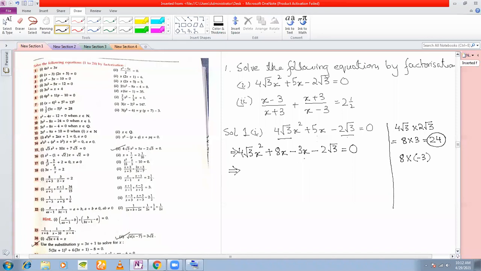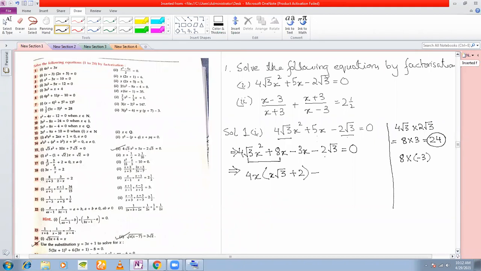Now see here, we need to take something common from these two. From these two, what should be the HCF of 4 root 3 and 8? You see that the common factor between 4 root 3 and 8 is 4. Also, x is a common factor, so you take it out. So what are you left with? From 4 root 3 x square, you're taking out 4x, so you're only left with x root 3, right? And from 8x, if you're taking out 4x, you're left with 2.